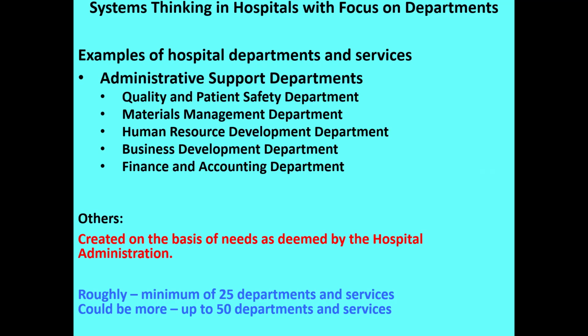Examples of administrative support departments would be the quality and patient safety department, materials management department, human resource development department, business development department, finance accounting department. As I said, there could be more. So others can be created on the basis of the needs of the hospital as deemed necessary by the owners, by the hospital administration. Thus, roughly, a hospital can have a minimum of 25 departments and services, and the number could be more, up to 50 or even more.